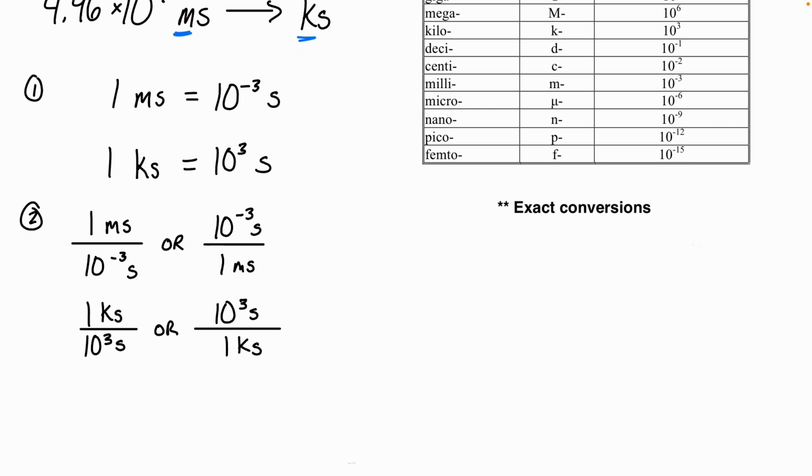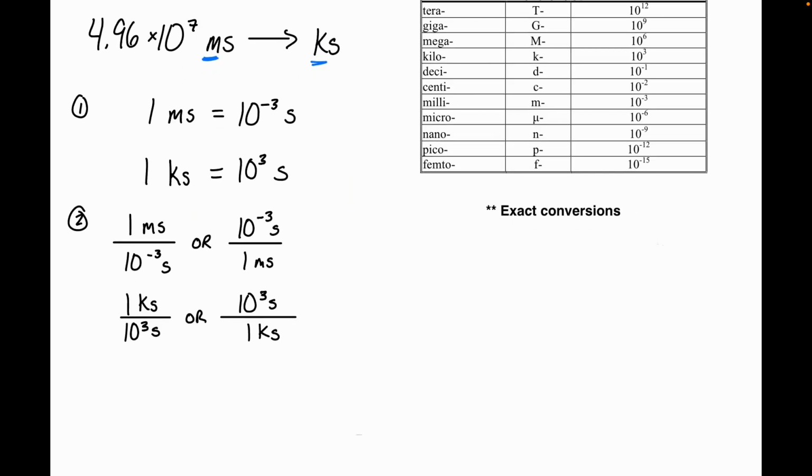Okay? So now we're going to take our starting value, our 4.96 times 10 to the 7 milliseconds. And we're going to pick our conversion factors that cancel out our units and leave us with the units that we want. The only difference is now we're going to have to take 2 jumps here. We're first going to jump from milliseconds to seconds, and then we'll be able to jump from seconds into kiloseconds. Okay?